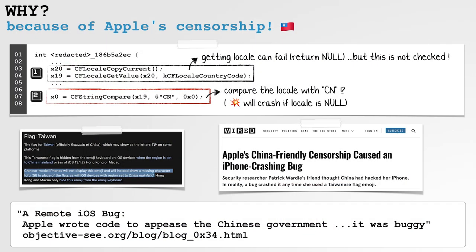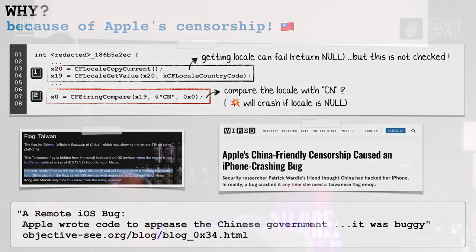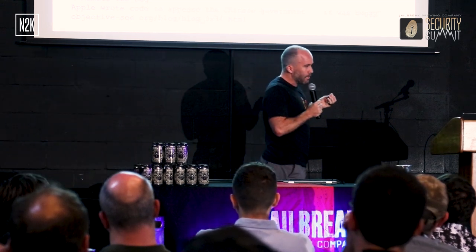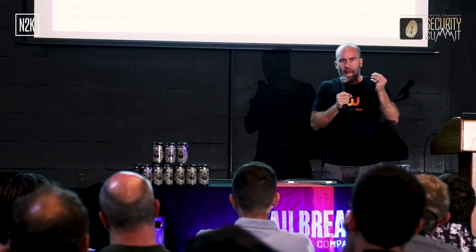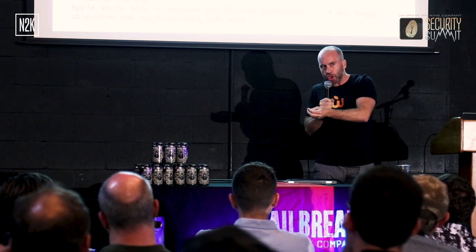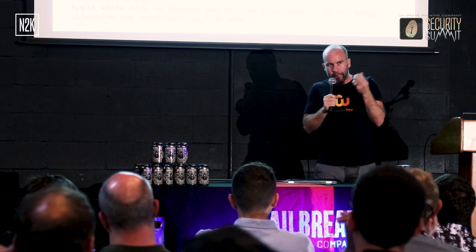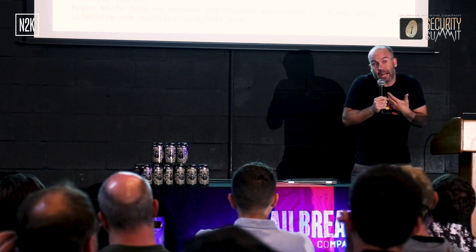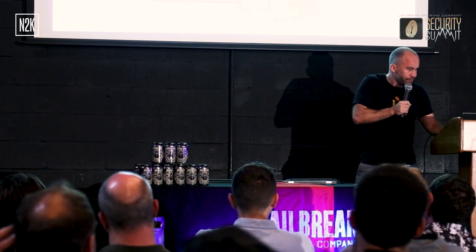The bug was that getting the locale could fail, it could return null, so that when they compared it against CN for China, X19 in that case would be that null value, which would cause the crash. So again, not the most interesting bug in terms of exploitability, but it did confirm the fact that Apple was censoring logic to, again, appease the requests of the Chinese government. And we could find this and prove this from the crash report.